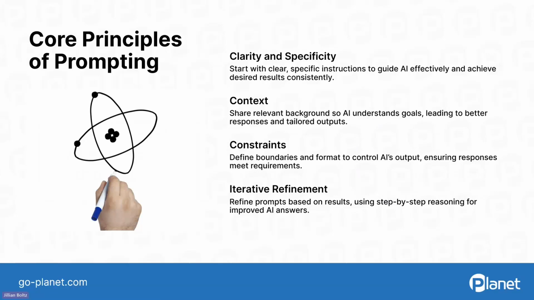We want to introduce some core principles of prompting. These are the effective ways. Think of them as what to do before you even start writing. Effective prompting usually starts with clarity. Be specific in your instructions. Provide context by sharing relevant background information so AI understands your goals. You can set constraints to define boundaries and desired format. And iteration is going to be key. You can refine your prompts based on the results and use a think-it-through approach, going back and forth with the AI to explain its reasoning step by step, and refine its approach based on how you want to see it done.